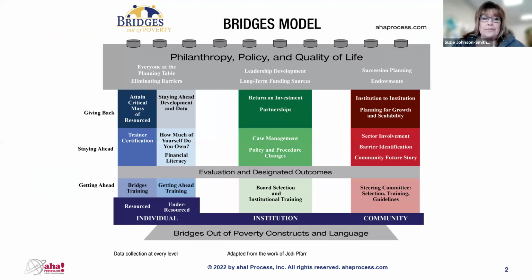So first of all, here is the broader picture of the Bridges Out of Poverty model. When we look at this, sometimes it feels a little bit overwhelming. So if we break it down piece by piece, individual, institution, community, and policy, it might help to deepen the understanding for each of us as we try and work on community issues together.